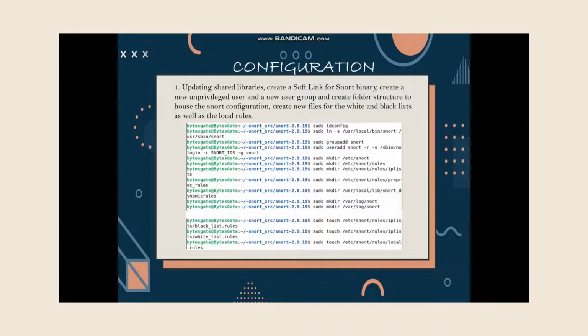So next, we'll go to configuration. The first step is we have to update shared libraries, create a softlink for Snort binary, create a new unprivileged user and a new user group, create a folder structure to house the Snort configuration, create new files for the whitelist, blacklist, as well as local rules.